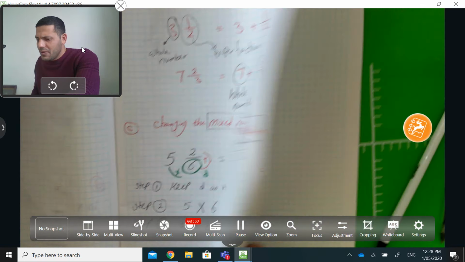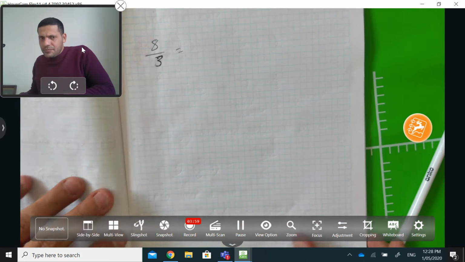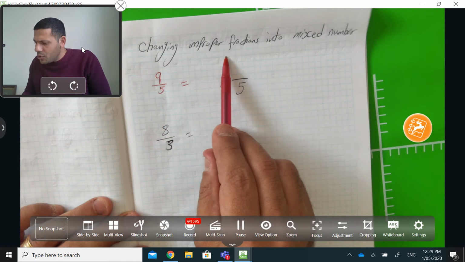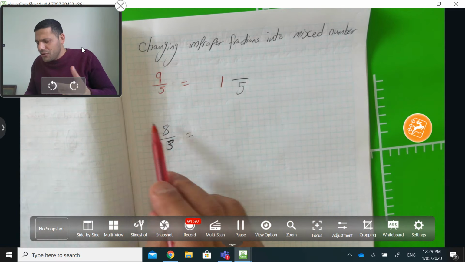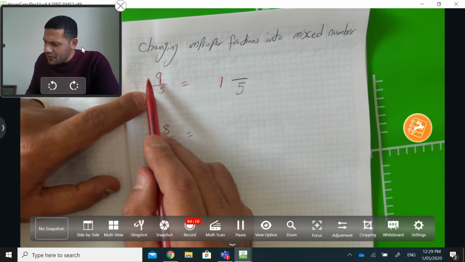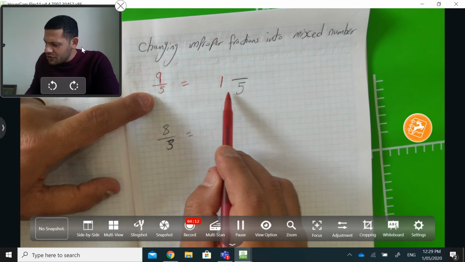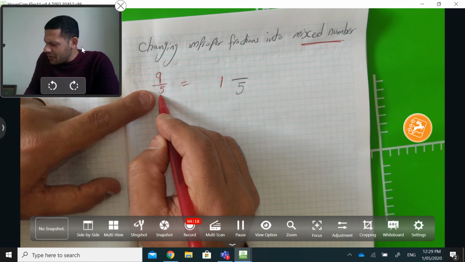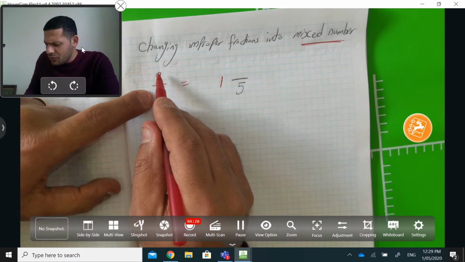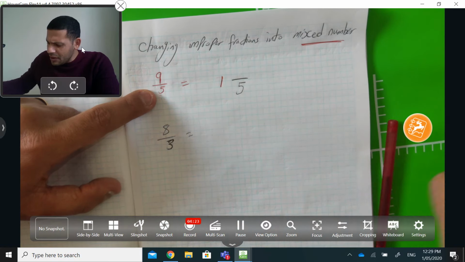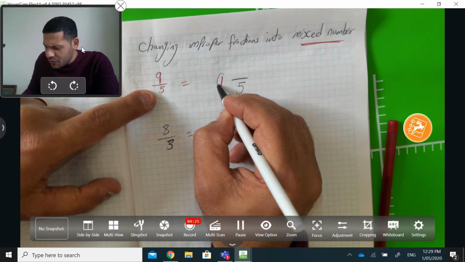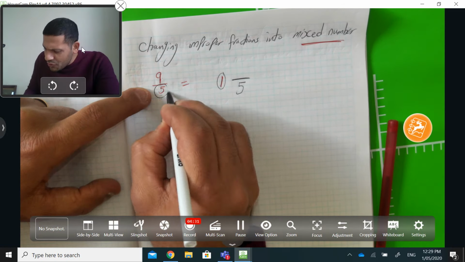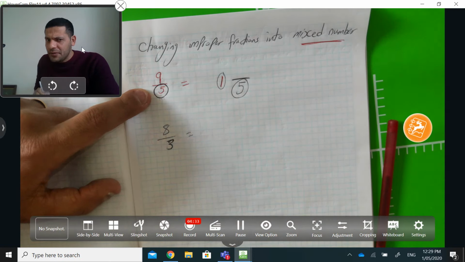We move on, guys, to the last part in this topic, which is changing an improper fraction into a mixed number. So we do the opposite way here. When you have an improper fraction, how do you change it into a mixed number? So when you divide 9 by 5, we think about this one. Yes, 9 divided by 5 is 1. That's right, 1. So what you need to do, you write 1 and you put a fraction, and you also keep the same denominator. So 5 and 5.